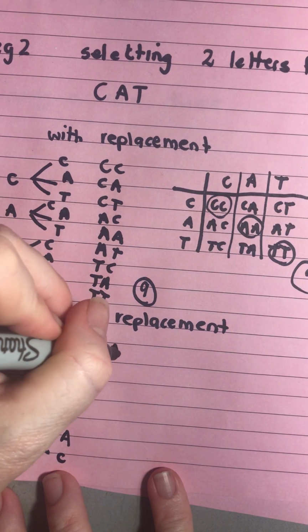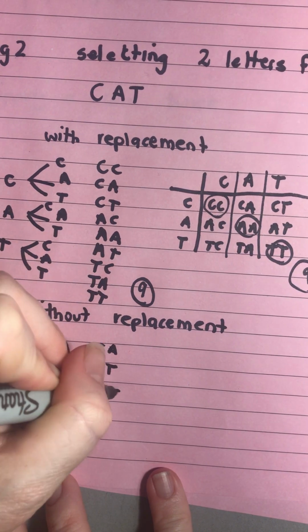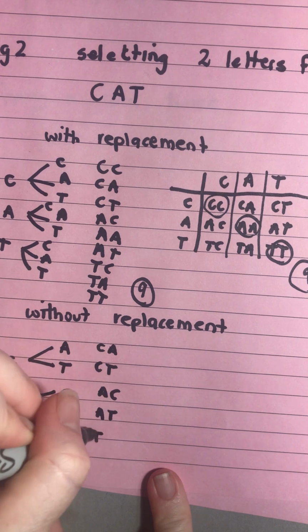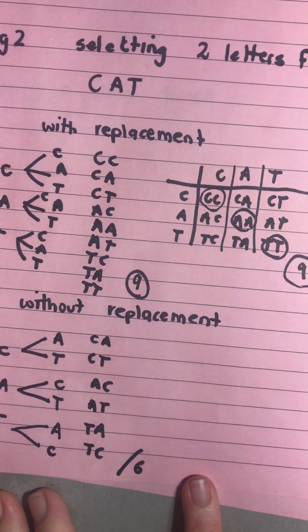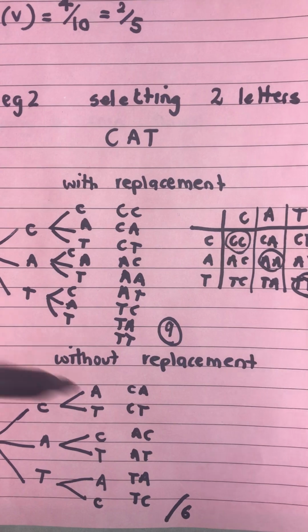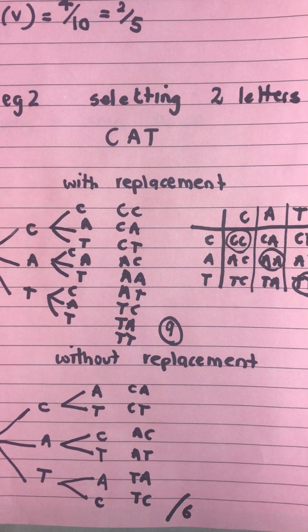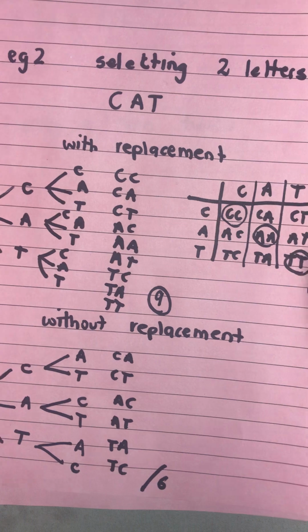So when we write our combinations, you'll see that we only have 6 combinations this time instead of the 9 like we had with a replacement. And that's the difference you'll see between with and without replacement.